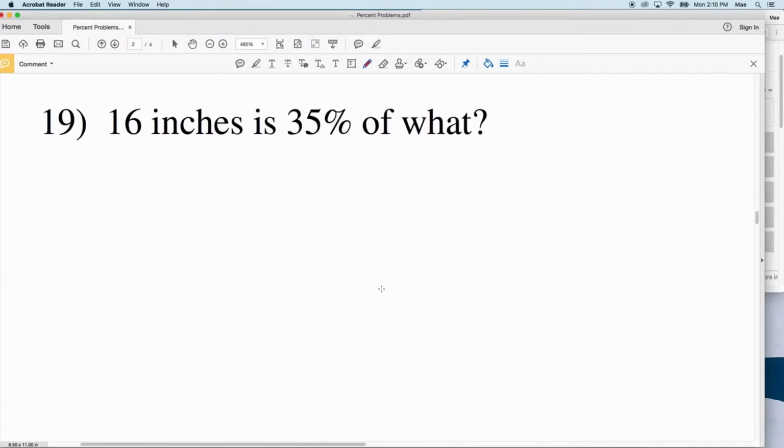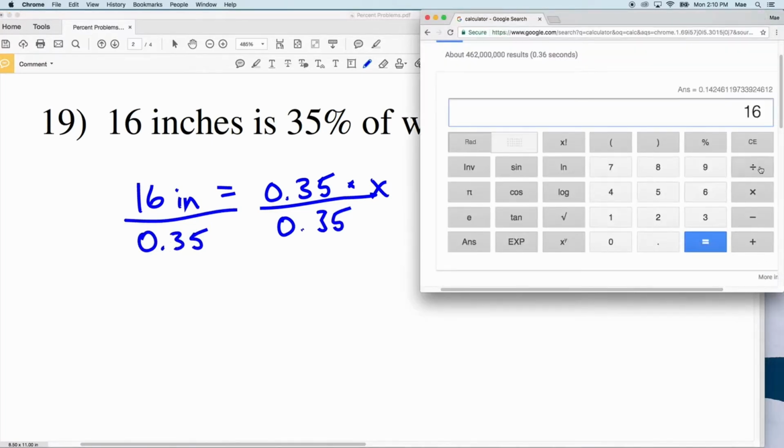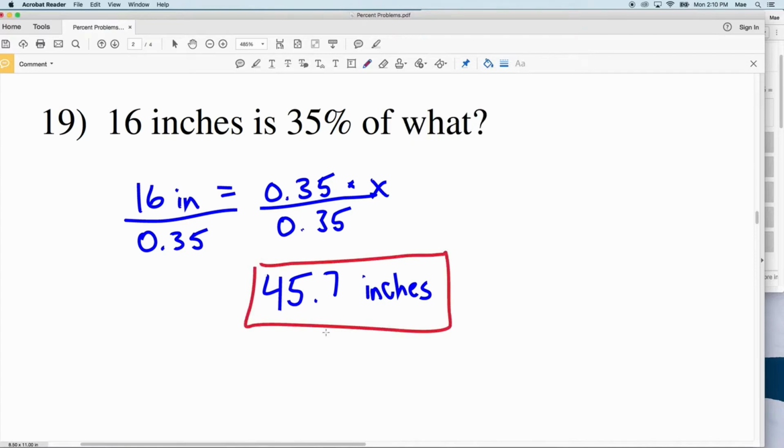And number 19, 16 inches is 35% of what number? So our 16 inches is equal to 0.35 of some number x. Divide by 0.35. So we're dividing the 16 by 0.35. And that's going to give us 45.7. So 45.7 inches is our answer for number 19.